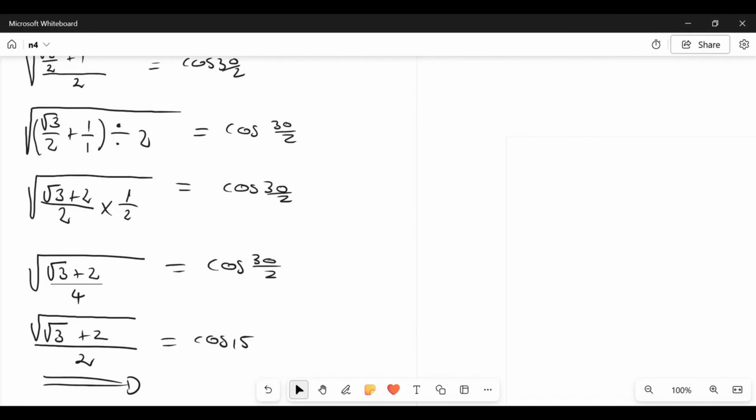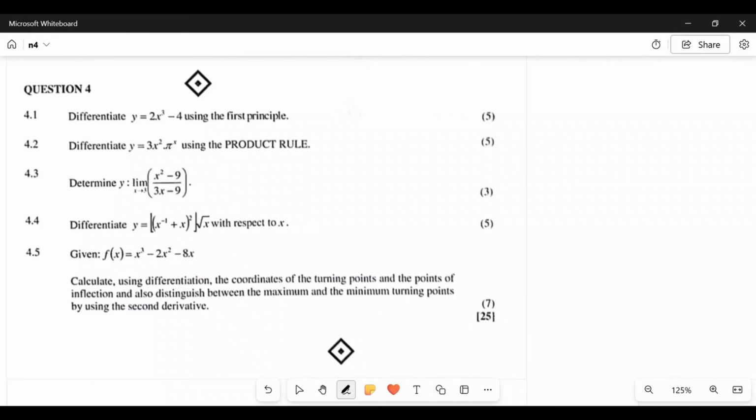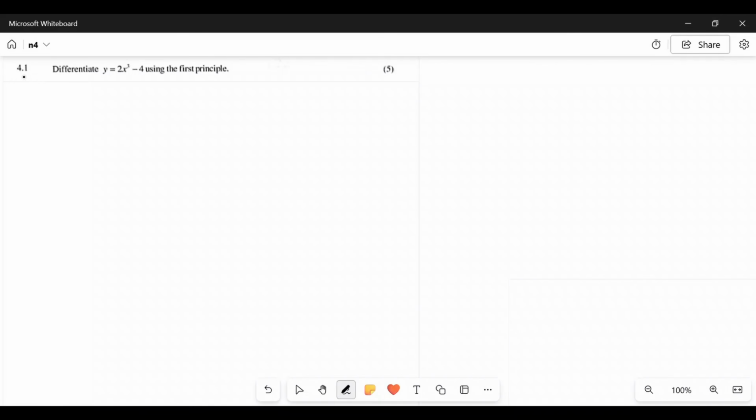All right, people, we are done with question 3. I hope you managed to get it. We will be doing question 4. All right, guys, here is our question 4. As you can see, this question 4 has 5 questions and it is based on differentiation. So we're going to be doing question 4.1. We need to create a little bit of space there before we do question 4.1. Okay, guys, here's our 4.1.